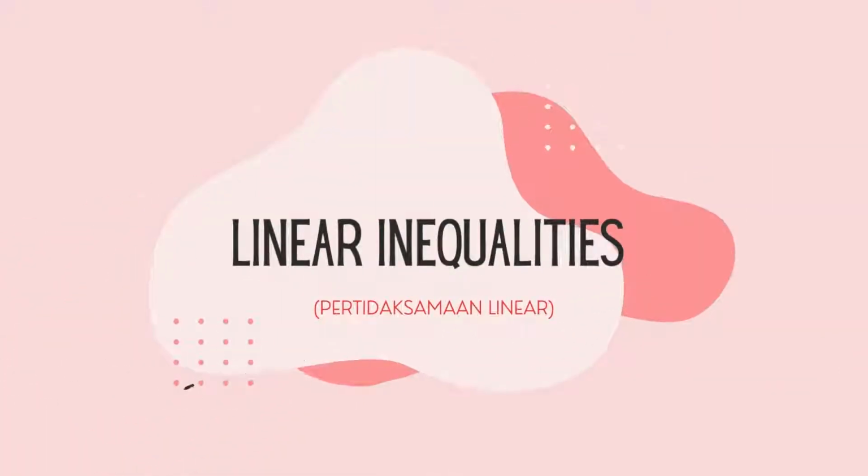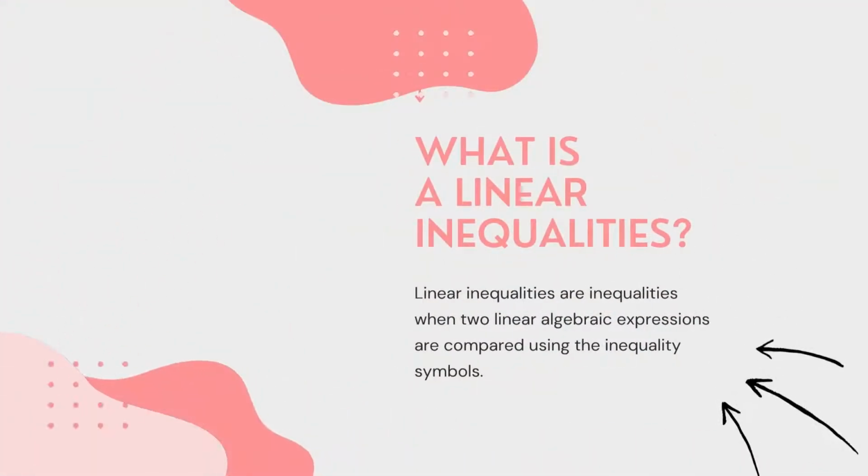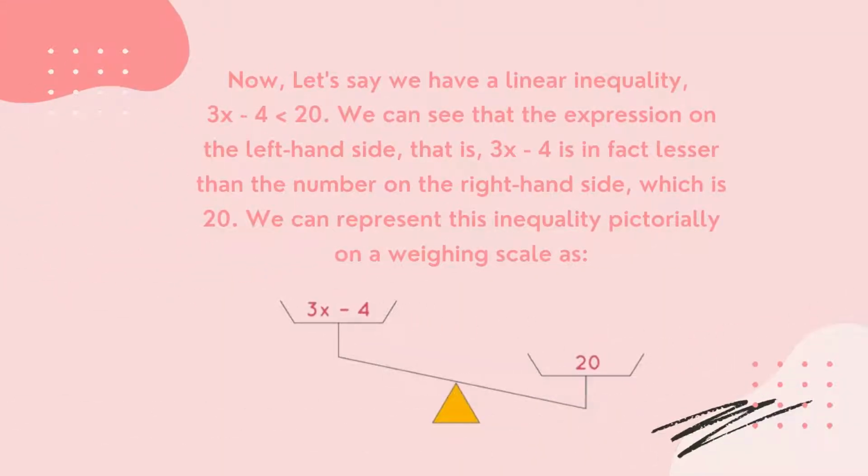Okay, I will explain about linear inequalities. What is a linear inequality? Linear inequalities are inequalities when two linear algebraic expressions are compared using the inequality symbol. Now, let's say we have a linear inequality 3x minus 4 less than 20. We can see that the expression on the left hand side, that is 3x minus 4, is in fact lesser than the number on the right hand side, which is 20.